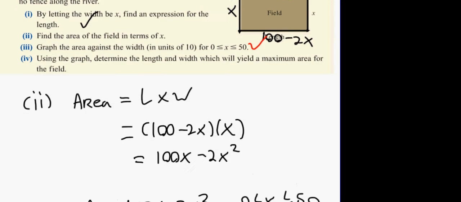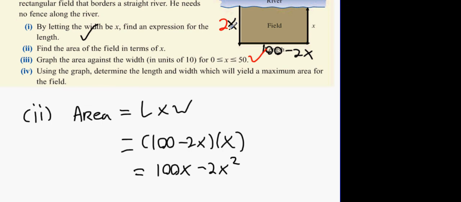x equals 25. This means the width is 25. And what about the length? 100 minus 2 times 25. 100 minus 50 is 50. Length is 50. Width is 25.